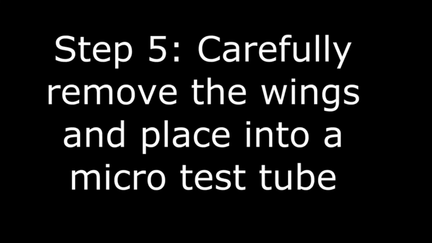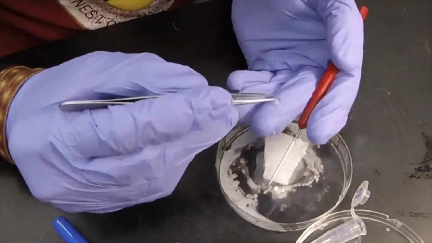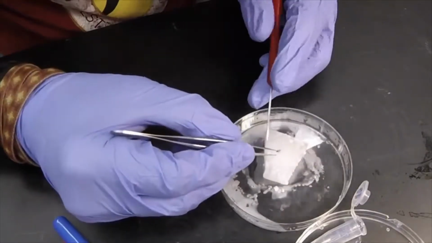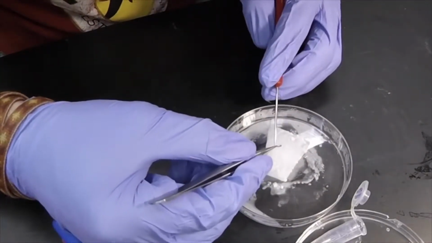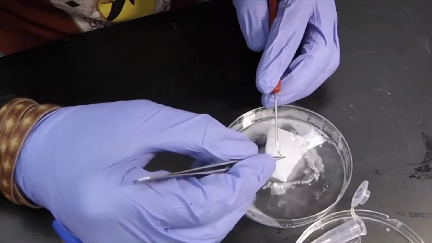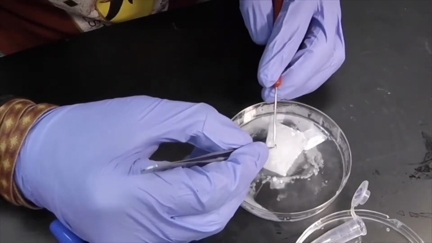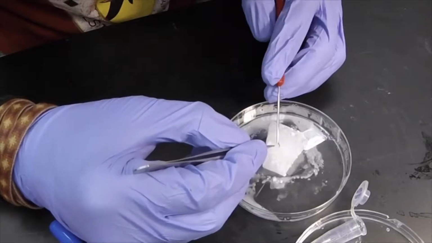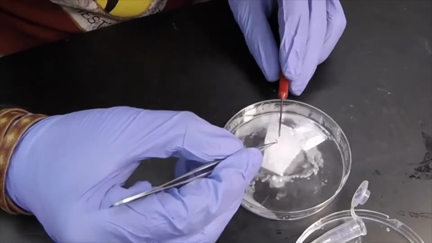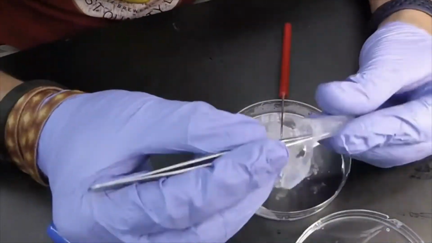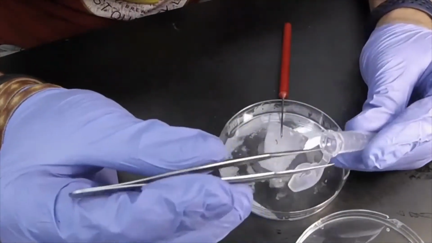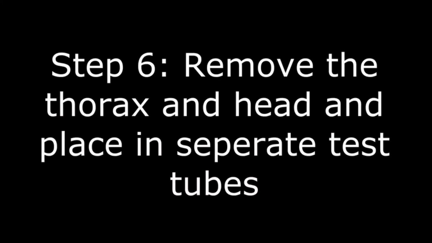Step 5. Carefully remove the wings and place into a micro test tube. Step 6. Remove the thorax and the head and place in separate test tubes.